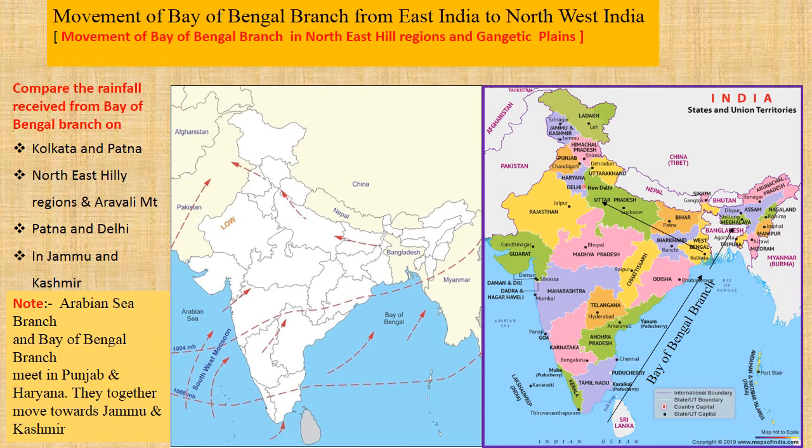One more question should come in your mind. Does Tamil Nadu and does southeast coast of India get heavy rainfall from Bay of Bengal branch? The answer is no, because Bay of Bengal branch runs parallel to the coast, southeast coast. Hence, from June to September, Bay of Bengal branch does not give heavy rainfall to southeast coast of India. Let's go to the next slide.